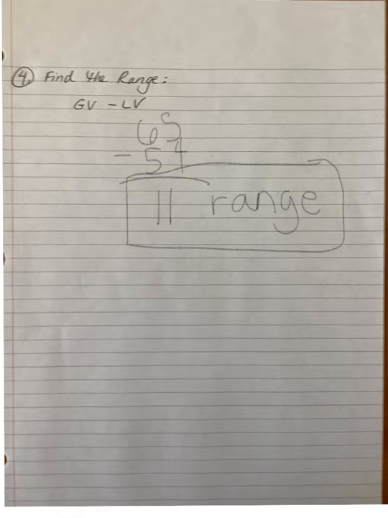Now, if I'm just asked to find the range, then I take the greatest value and subtract the least value. So 65 minus 54, and my range is 11. The range and the interquartile range are different because the range is from the least to the greatest value, and the interquartile range is the range from the lower quartile to the upper quartile.